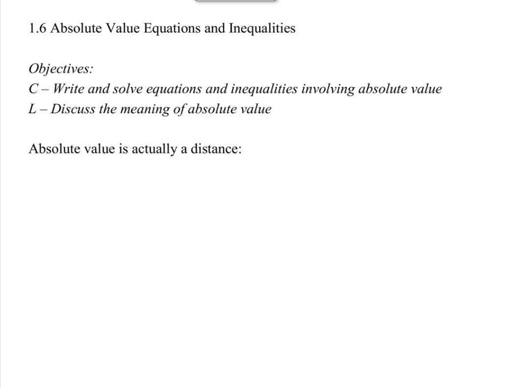Absolute value is actually a distance. What do I mean by that? What is absolute value measuring if it's a distance? Distance from zero, that's right. So if I were to say our symbol, absolute value of x, so let me just do an example, absolute value of -4. What that means is how far away from 0 is -4.